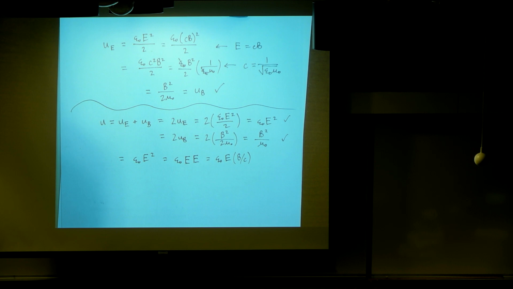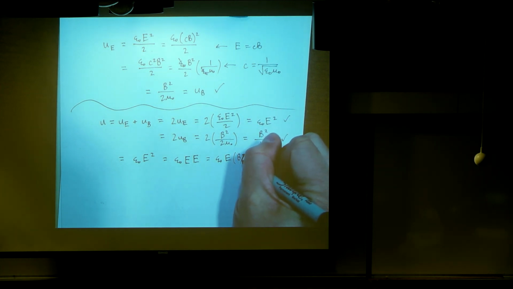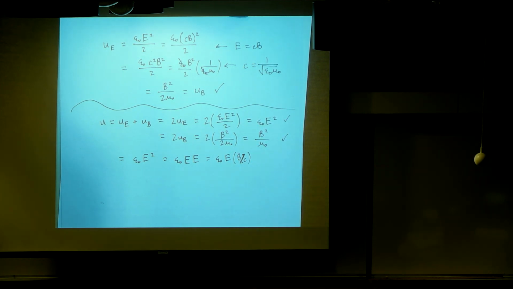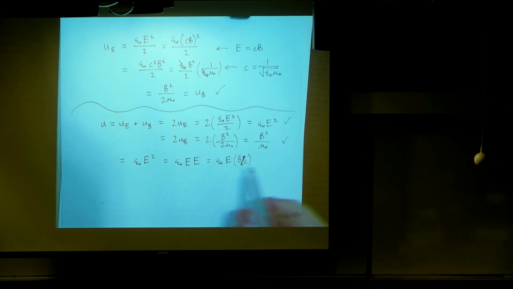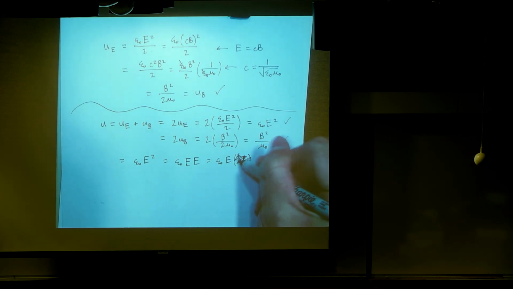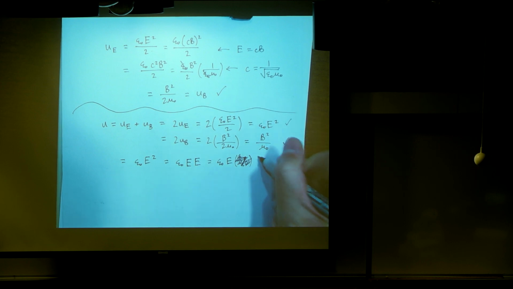Yeah, divided by C, right? Oh, I'm sorry. What am I doing? It's multiplied by C. Yeah, my bad. Okay, forget what I just said. It's the magnetic field multiplied by C. Yeah. Okay.